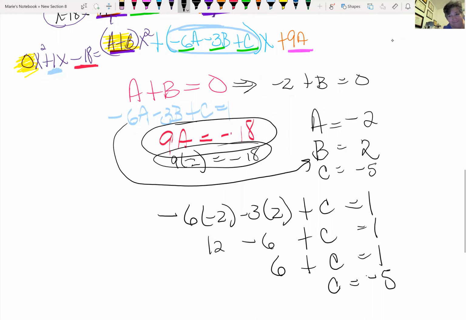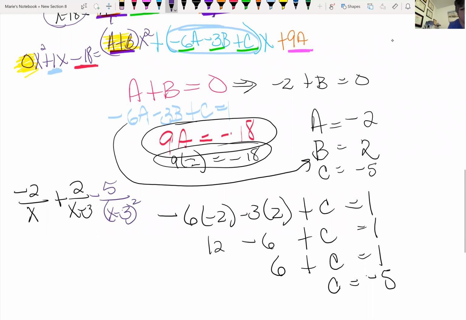We're not done. The final answer resides here. Remember, it's -2 over x plus +2 over x minus 3. In this case, you could do plus and then do the negative up top at the numerator, or you could just do minus the 5 over the x minus 3 squared. And there's your A, your B, and your C terms in terms of partial fraction decomposition.